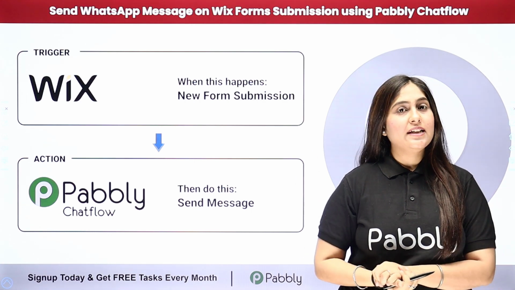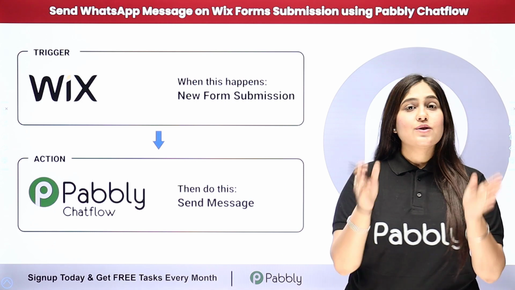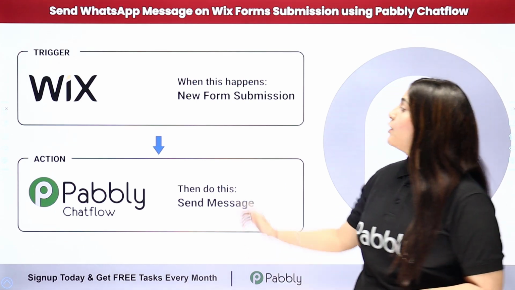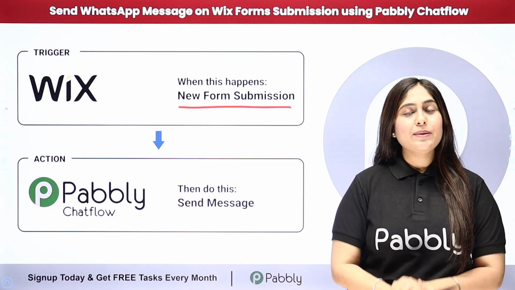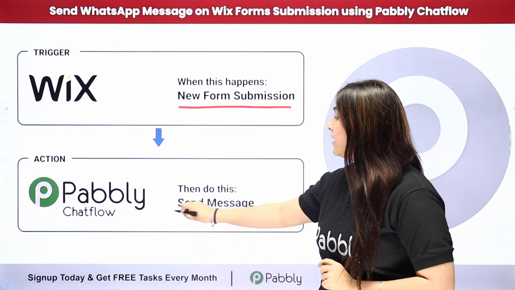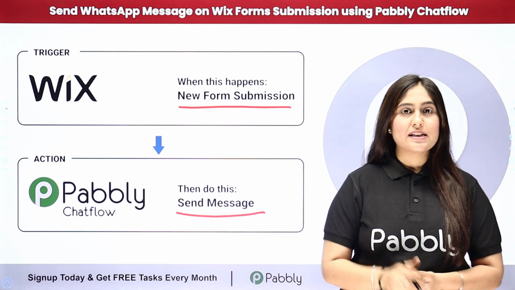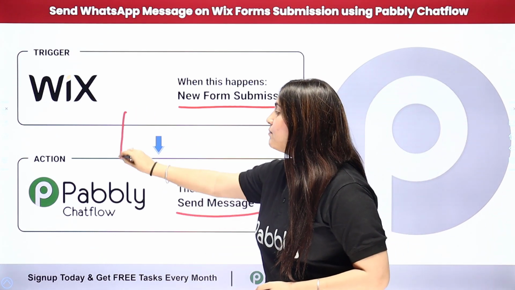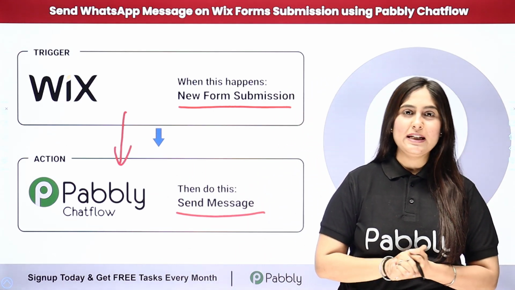So here I run a real estate agency and I have created a lead form using Wix forms. So now here my objective is that whenever I'm going to receive new form submission through Wix forms, then automatically an automated WhatsApp message should be sent to that lead through Pabbly Chatflow. So now here to automate the entire process, I need to connect my Wix forms with my Pabbly Chatflow account using an automation software named as Pabbly Connect.